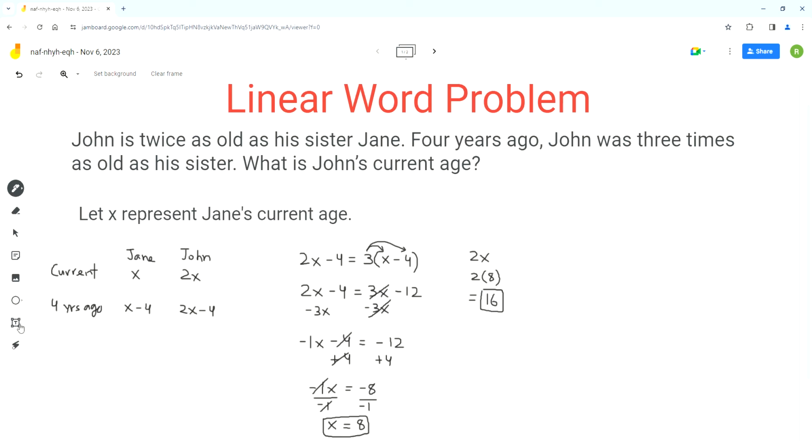Now, since it's a word problem, it's a good idea to write a closing statement to summarize the answer. John's current age is 16 years. So these are the steps you have to keep in mind to solve a linear word problem like this one.